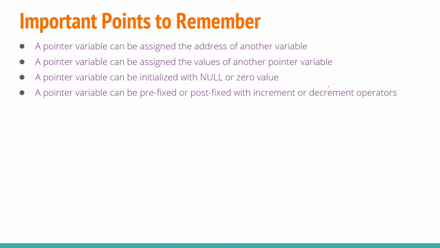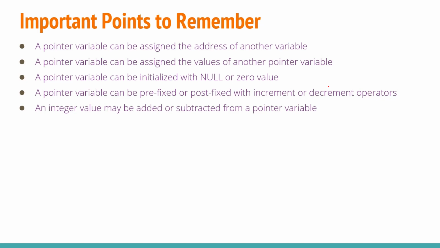A pointer variable can be prefixed or postfixed with increment or decrement operators. In the previous slide, we have already seen this. When we wrote p equal to p plus 1 or p equal to p minus 1, we could also have written it as p plus plus or p minus minus. An integer value may be added to or subtracted from a pointer variable. In the previous slide, we just saw how this was written. I had written p equal to p plus 2, or I also wrote p equal to p minus 1.